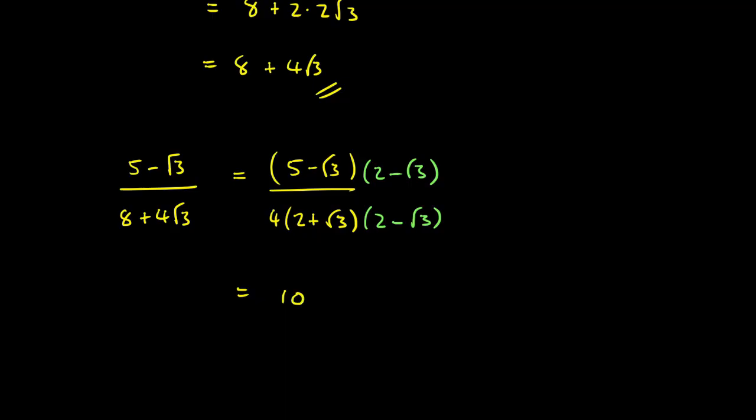5 times minus root 3 is minus 5 root 3. Minus root 3 times 2 is minus 2 root 3.